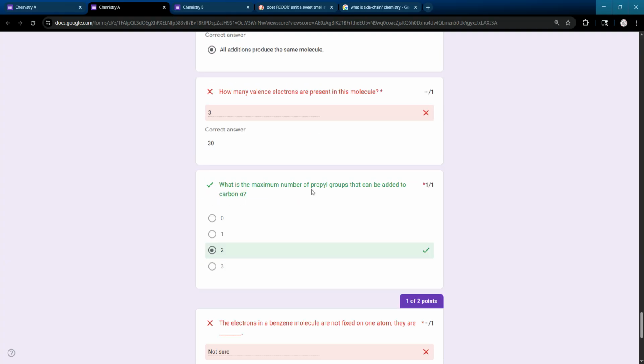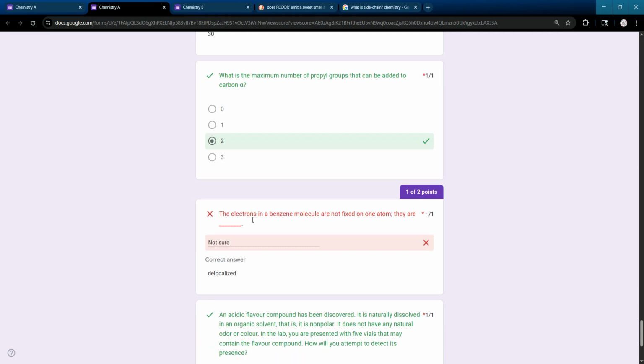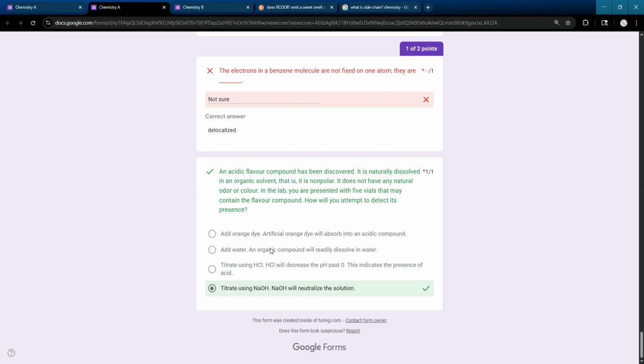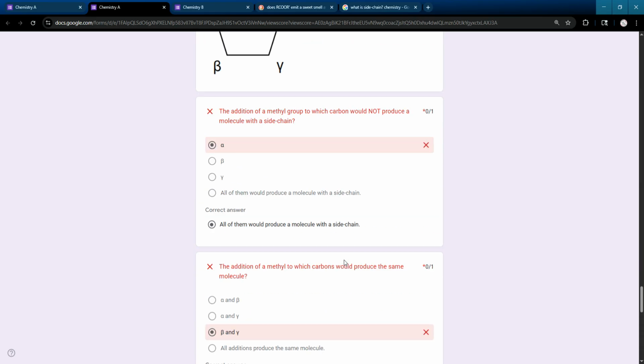What is the maximum number of? I got this one right. Delocalized. Okay, and I got this one right. Using NaOH will neutralize the solution. Cool.